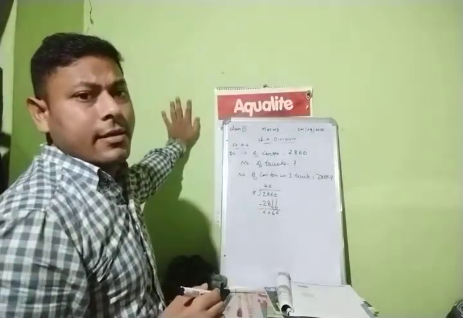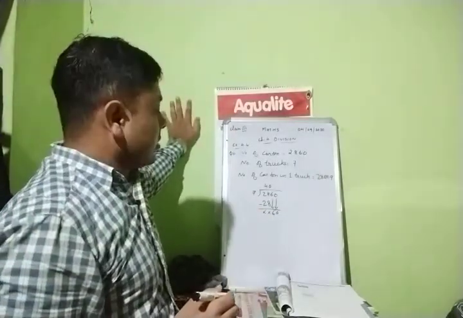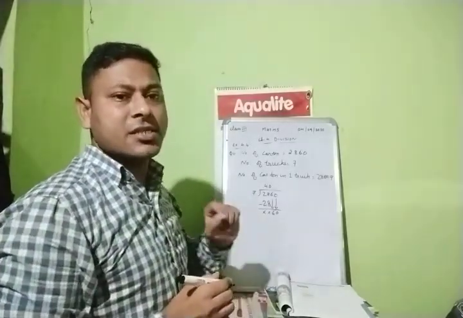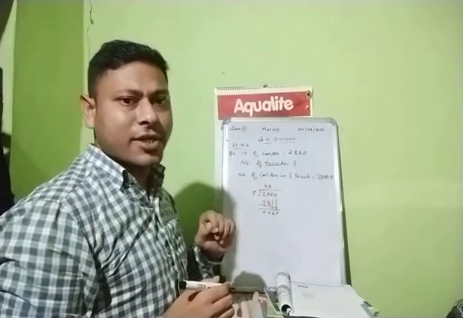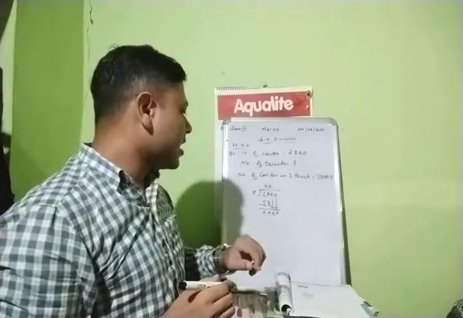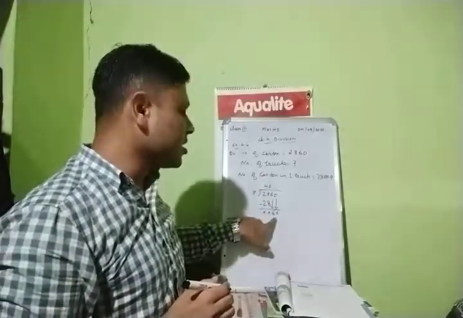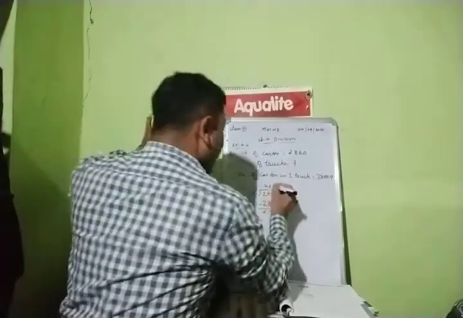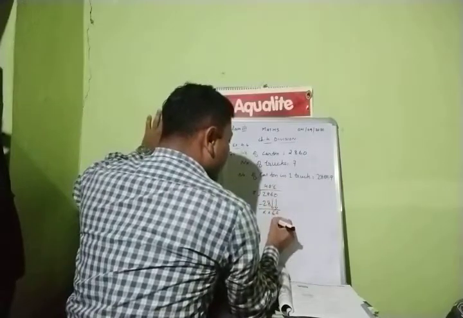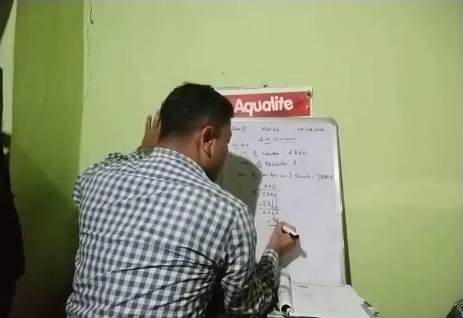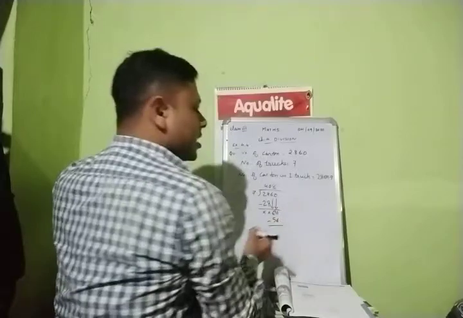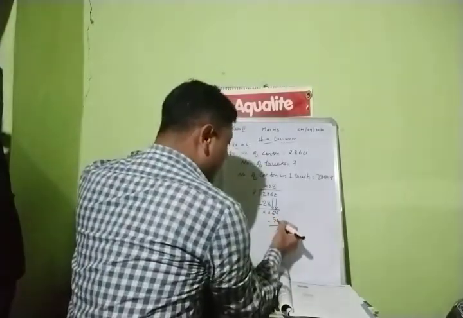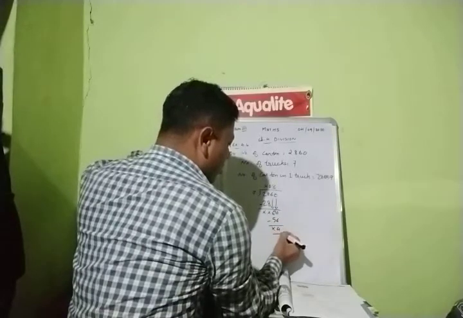7 4s are 28. 7 5s are 35. 7 6s are 42. 7 7s are 49. 7 8s are 56. 7 9s are 63. But what is here? 60. So 7 9s are 63, so 7 8s are 56. Then 0 minus 6 we can do with 10: 6, 7, 8, 9, 10, 4. Then 5 minus 5, 0.